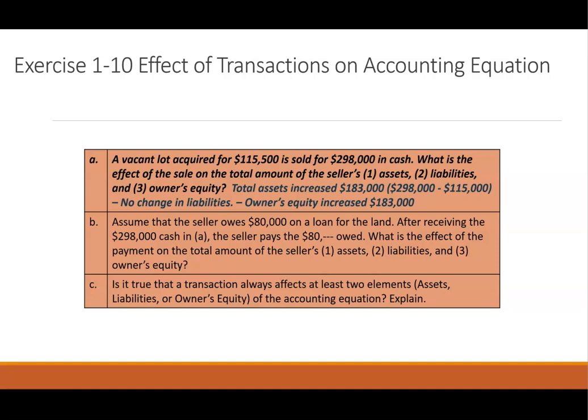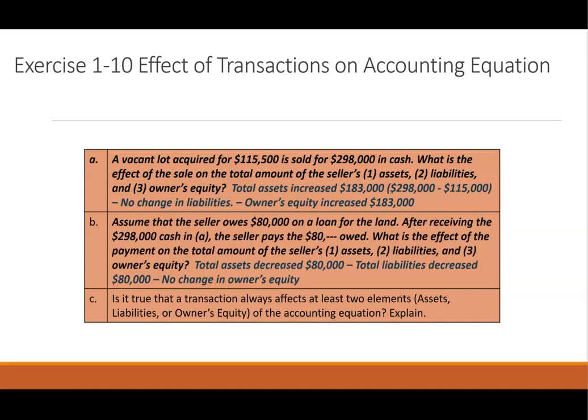There's a 183,000 increase in an asset. So the land, or the lot, was subtracted. 115,500 went away because we no longer own that land. So that asset was reduced, but 298,000 of cash was added. So the difference between the land that was reduced and the cash that was added of 298 is that assets increased 183,000. And owner's equity also increased 183,000 because there wasn't any debt on that. Make sense?